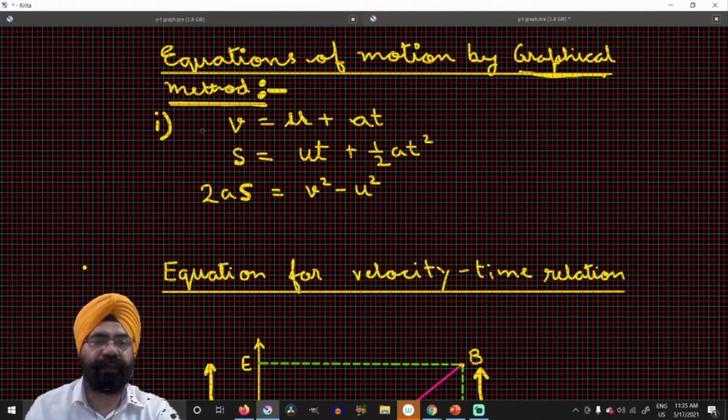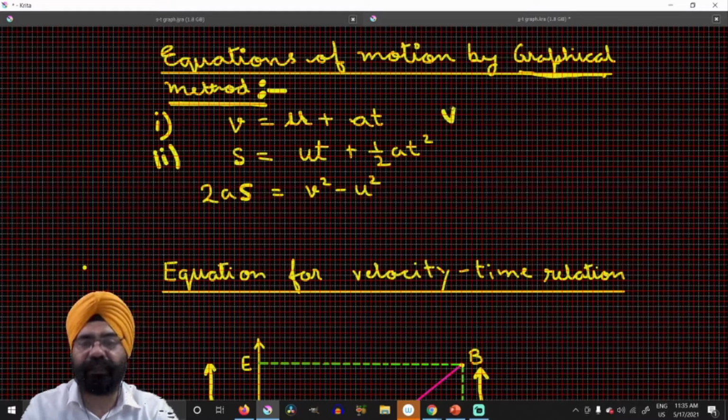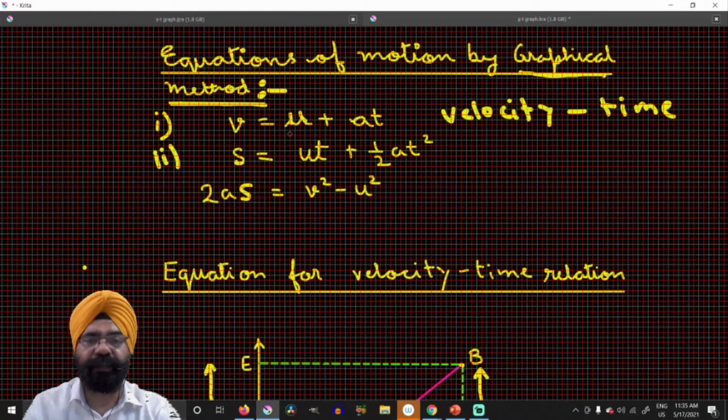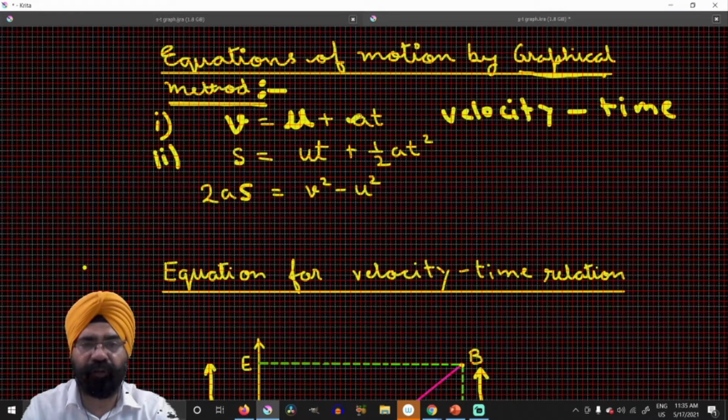Okay, so there are three equations. The first one is known as the velocity time relation, and it is the relation between the final velocity v and the initial velocity u. Suppose a body which was moving with velocity u changes the velocity at a uniform rate a for time t. Then what is its final velocity? We can find the final velocity by using the relation v is equal to u plus at.